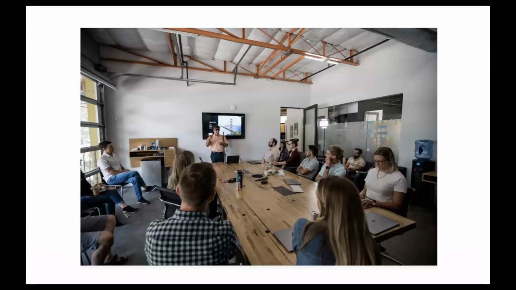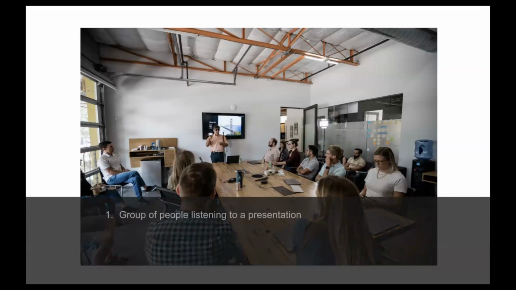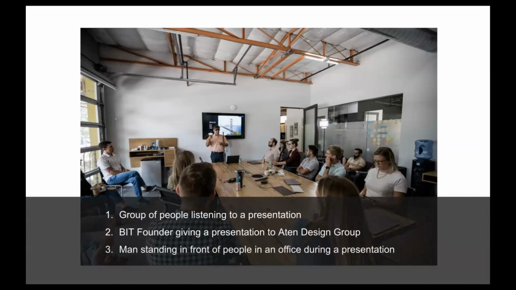So here's an example. We have a great picture from our summit from a couple years ago. This is the Atten team during a presentation from the Blind Institute of Technology. Jen is going to pull up a poll for all of you, and if you don't mind, let's try and pick what we think is the best alternative text for this image. Is it going to be: a group of people listening to a presentation; BIT founder giving a presentation to Atten Design Group; man standing in front of people in an office during a presentation; or Mike Hess, BIT founder, presenting to Atten staff? I'll just give it another moment and then we will see what the results are.